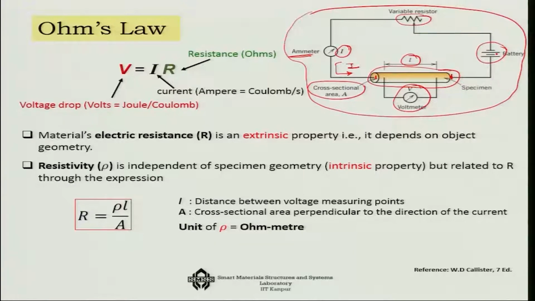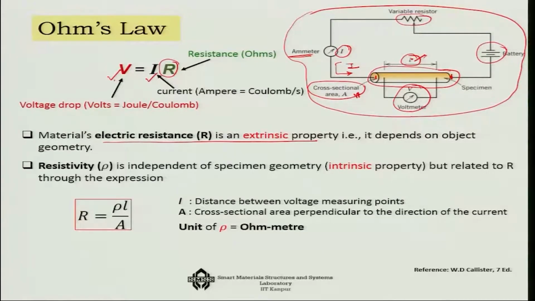So, with this kind of simple circuit system, if you note down the voltage drop and the current from the ammeter, then you will be able to find out the resistance of that particular length of the particular material. Now, this resistance is an extrinsic property, because it not only depends on the material property, but also on the cross sectional area, on the length, etc.